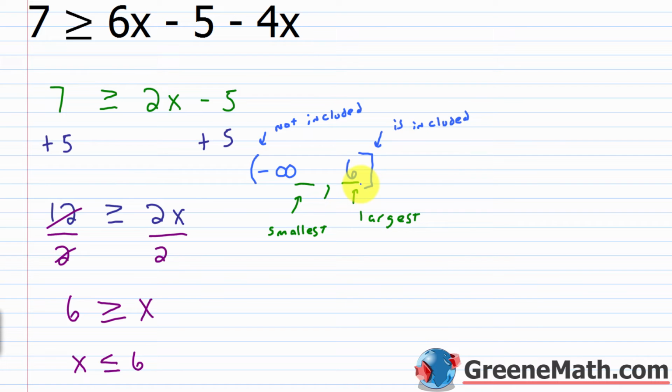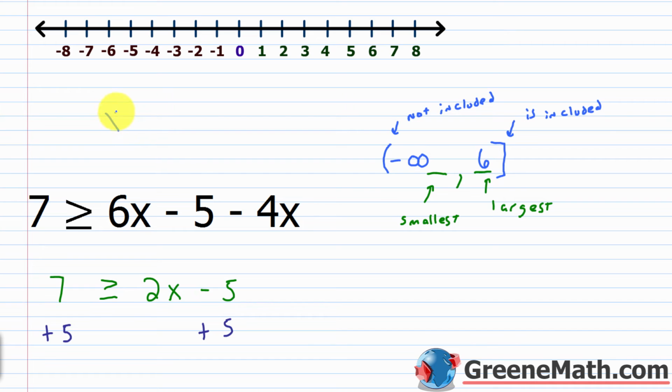Now graphically, it basically looks like this. Let's go up to a graph. Let me write my solution here. It's x is less than or equal to 6. So on a number line, I would find 6, which is right here. And I can put either a filled in circle like this, or I can use a bracket that faces towards the solution region. The solution region is going to the left because we have a less than. Let me make that a little better.